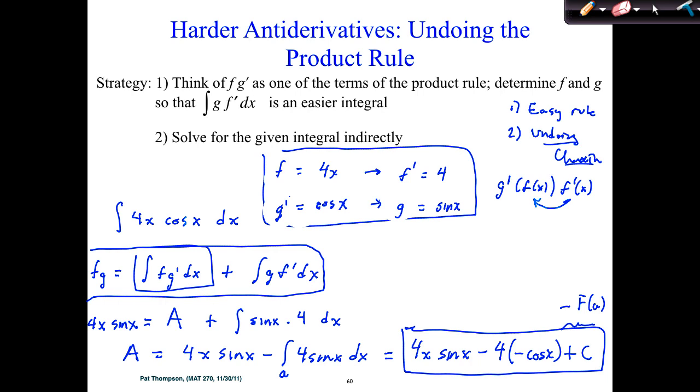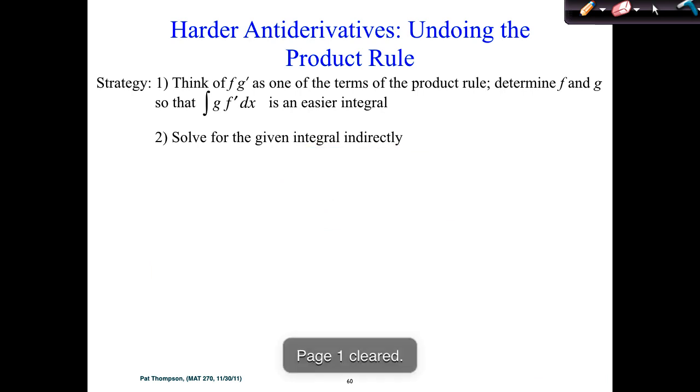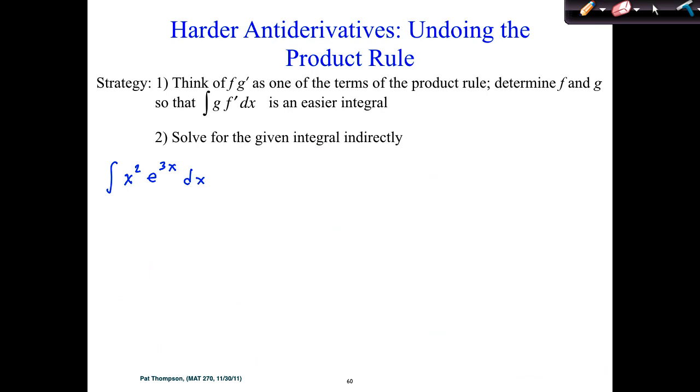Okay, another example. X squared e to the 3x. Okay, so is it undoing the chain rule? Or product rule, not chain. Is it undoing the chain rule? X squared e to the 3x. What small change would make it undoing the chain rule? How could I make a tiny change to this so it would be undoing the chain rule?